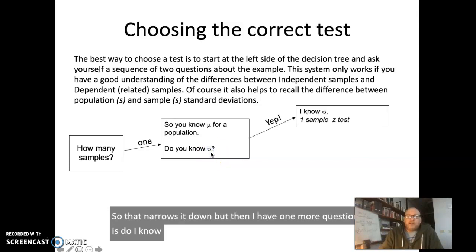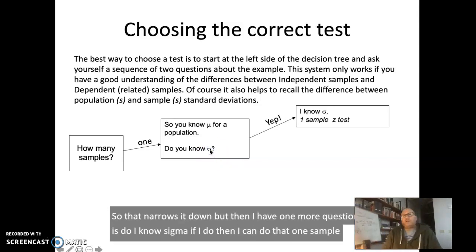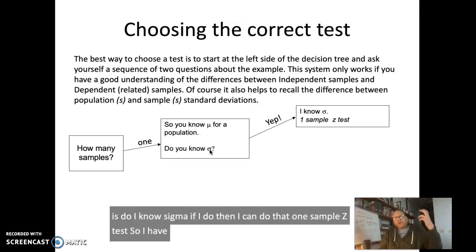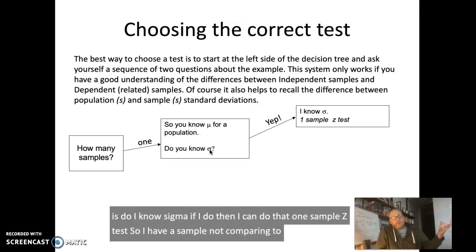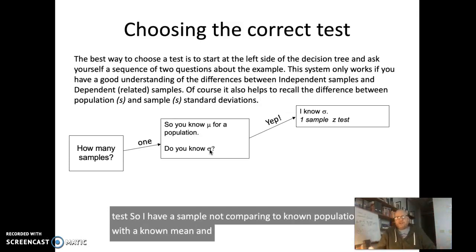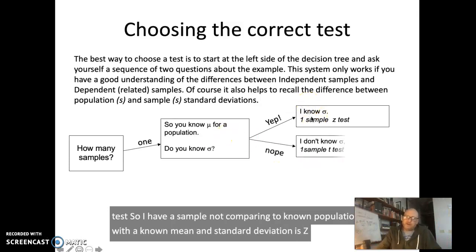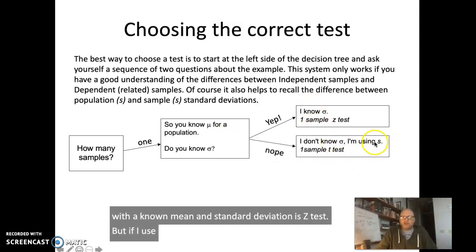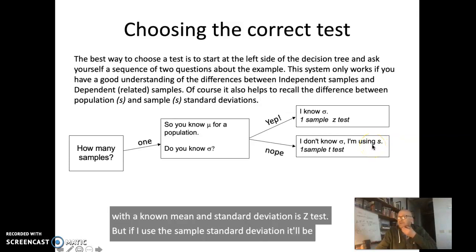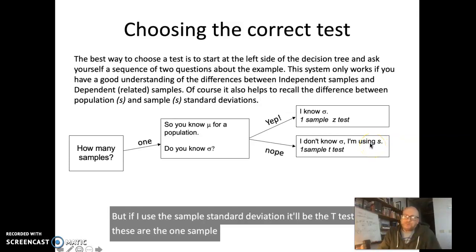Well, if I do, then I can do that one sample z-test. So if I have a sample and I'm comparing it to a known population with a known mean and standard deviation, it's the z-test. But if I use the sample standard deviation, it'll be the t-test. These are the one sample tests.